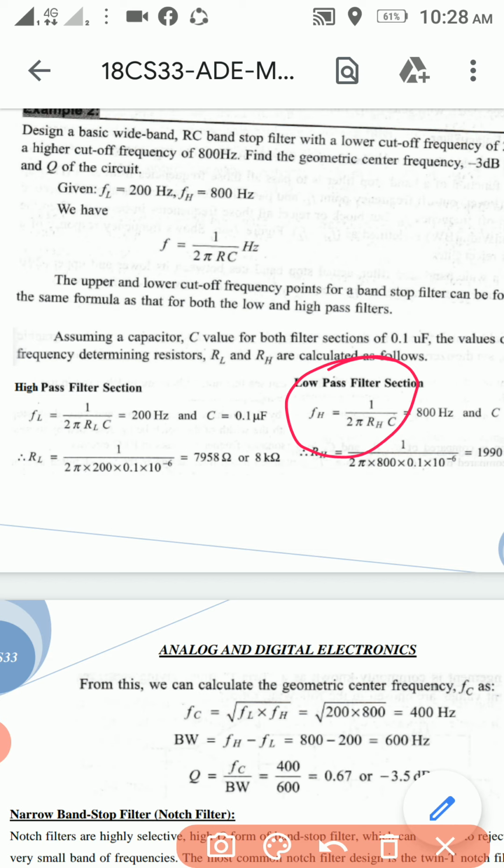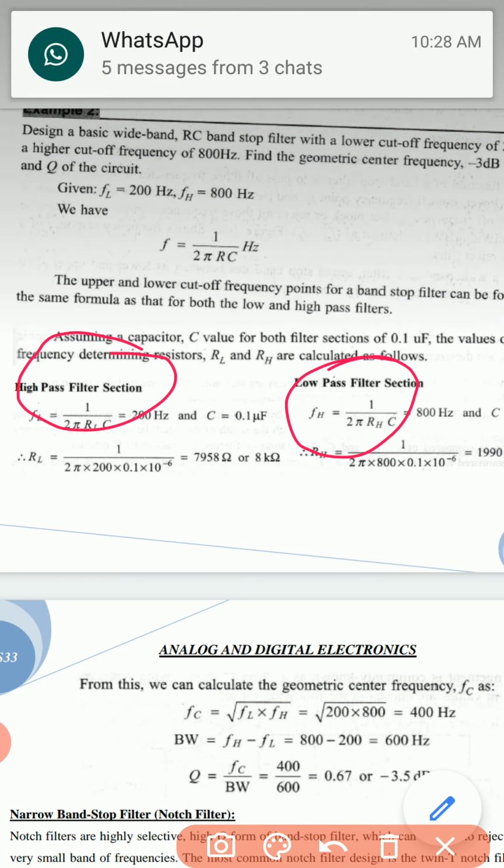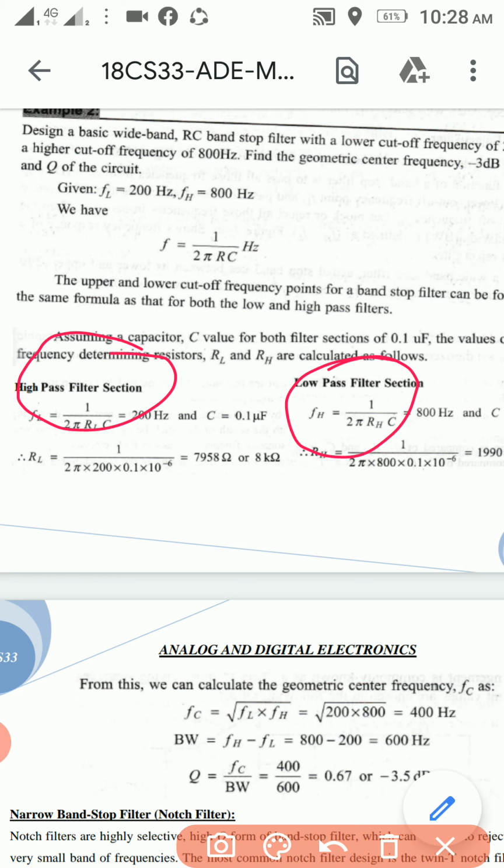The high pass filter section is the one which will provide a path for low frequency signals. For that reason, 200 hertz is what we have to consider for the high pass filter section. The low pass filter section will always provide a path for the high frequency signals. For that reason, 800 hertz is for the low pass filter section.